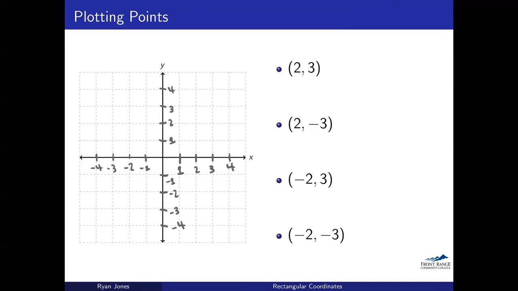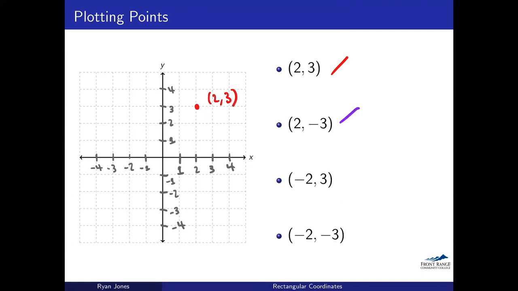So let's go ahead and do this. Let's plot 2, 3 here in red. And so I'm going to go over 2, and then I'm going to go up 3. Remember that x, y is that order. So I move horizontally first, and then I move vertically. And so I'm going to have this point right here, 2, 3.